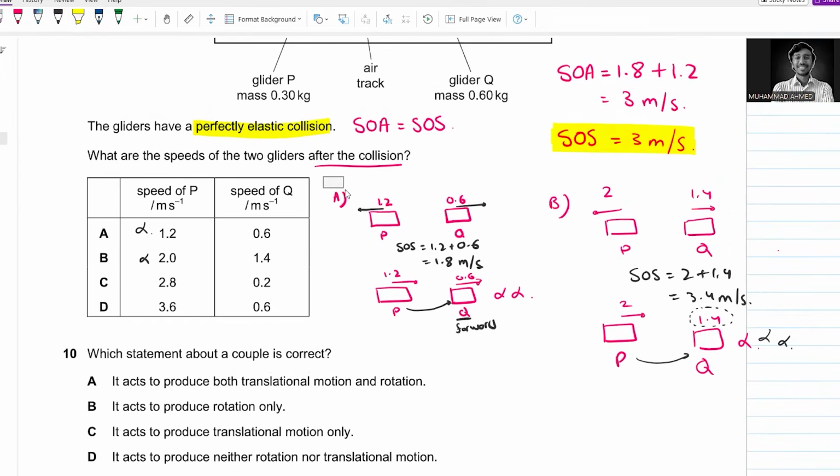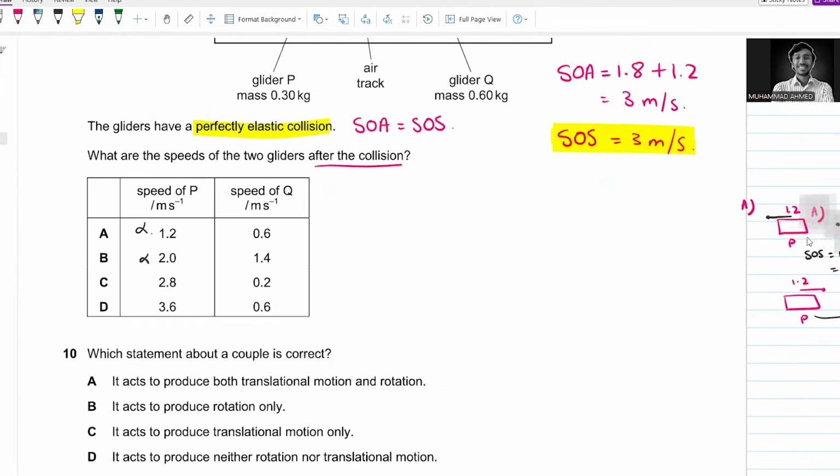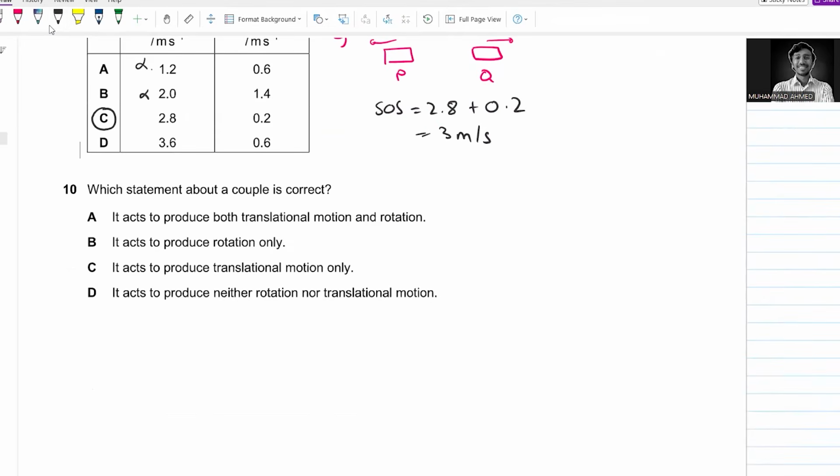ठीक है, अब ऑप्शन सी पे आते हैं. कैन आई मूव दिस टू द राइट साइड? बच्चों स्क्रीनशॉट लेना हो तो थोड़ा सा स्क्रॉल बैक करके वीडियो पे ले लेना. ऑप्शन सी को रियलाइज करते हैं. Let's say this is your P moving towards the left with a velocity of 2.8. This is Q moving towards the right with a velocity of 0.2. Realize कर सकते हो दोनों velocities opposite direction में. What will be your speed of separation? Add both of them. 2.8 plus 0.2, that is 3 meters per second. Speed of separation 3 आ गई. C is your answer. Let's further move ahead.